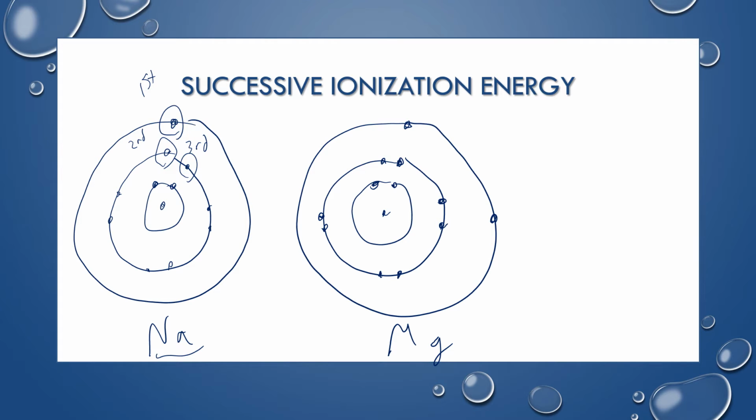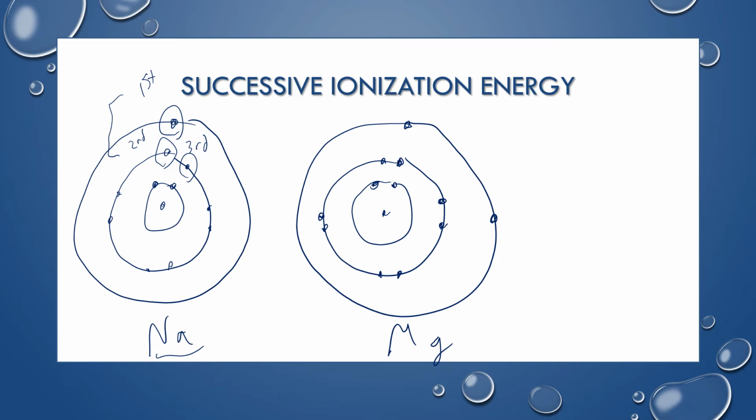So there is a large gap in ionization energy between sodium's first electron and its second electron because the second electron to be removed is much, much, much closer to the nucleus. So that distance between the electron and the nucleus is much closer for the second energy level compared to the third energy level.